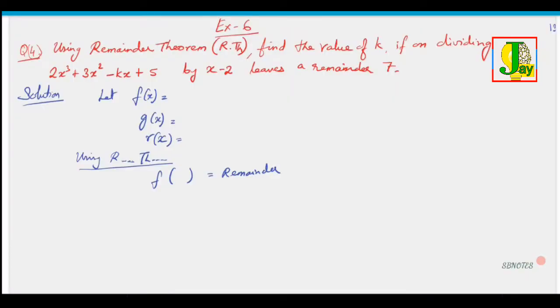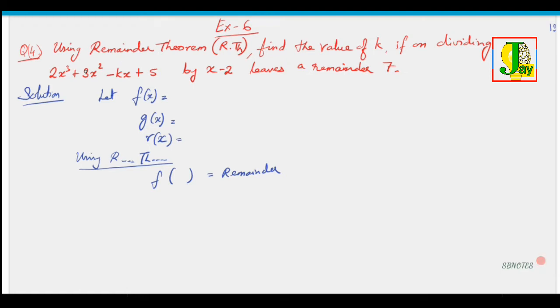Now here you can see that I have already written question number 4 of exercise 6. You shouldn't worry about the question number, because you should really try to understand the type of questions, not go into the question numbers, because you might find a different question number in a new book. So let's not bother about the question number. It is the question type and how to solve it that is more important. Find the value of k if on dividing this expression.